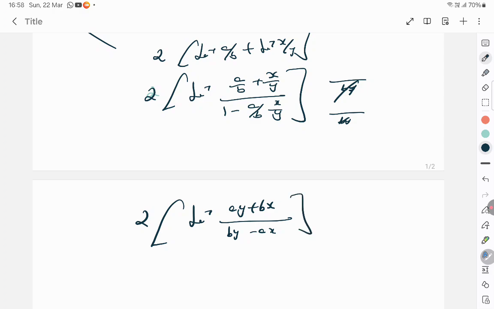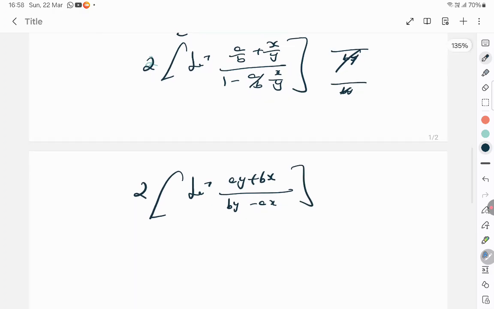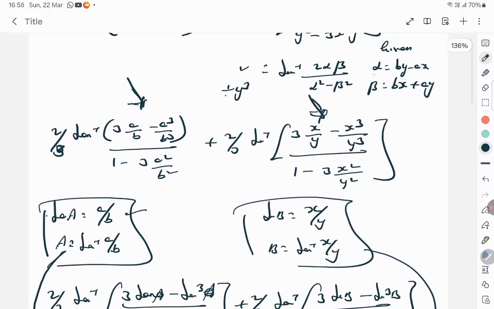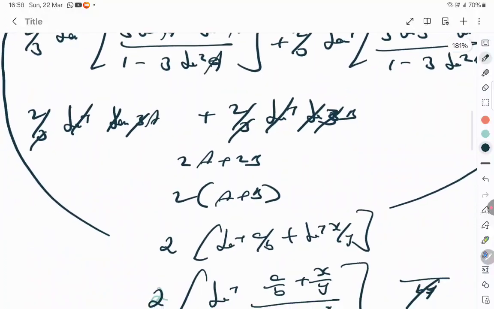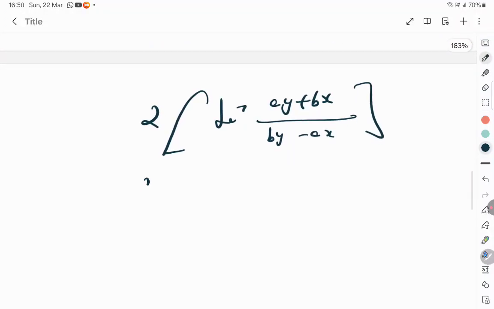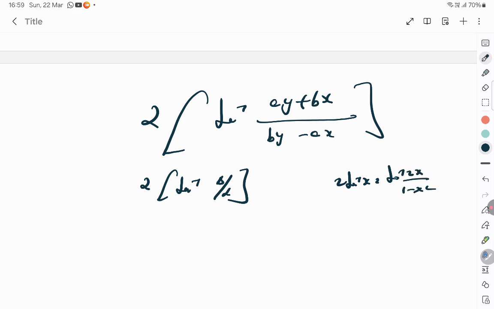So this is what you get. And already the question, it's been given that this is alpha and this is beta, by minus ax and bx plus ay. And substituting back in here, this is 2 into tan inverse of beta by alpha. This is the 2 tan inverse formula. 2 tan inverse of x is tan inverse of 2x by 1 minus x square, where in the place of x you have beta by alpha.